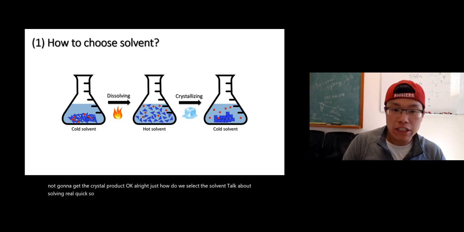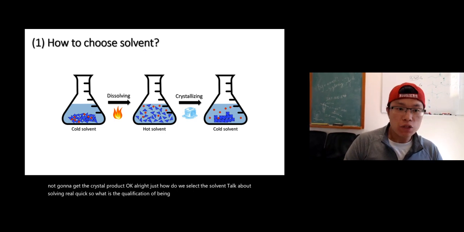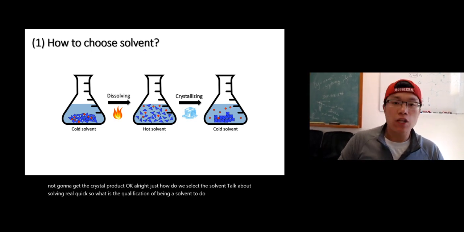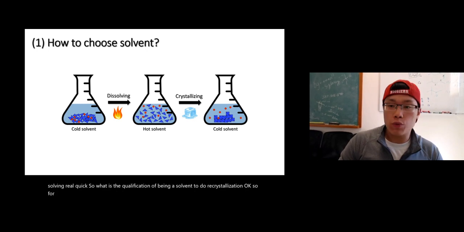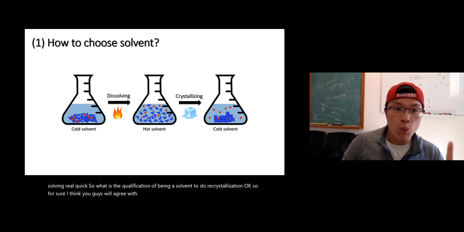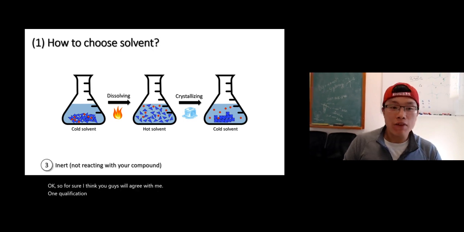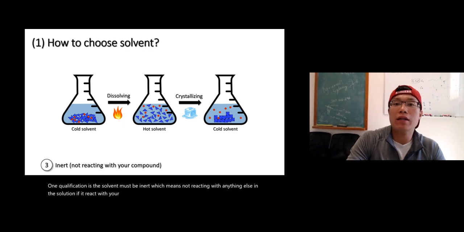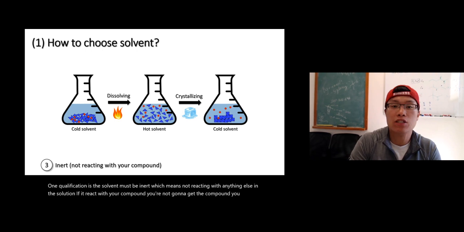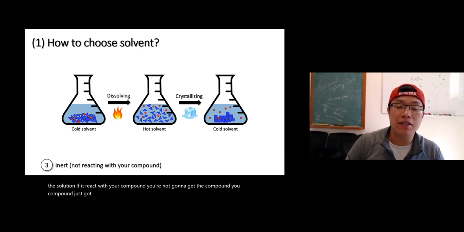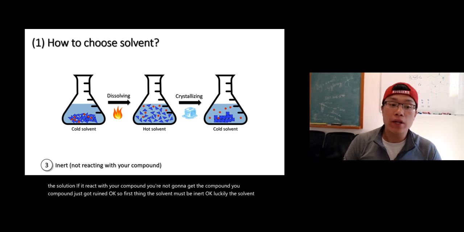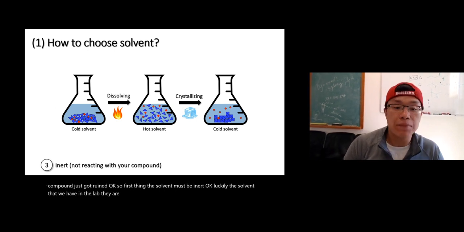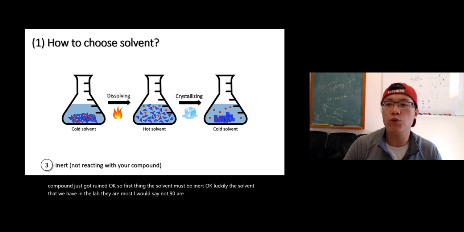So, what is the qualification of being a solvent to do recrystallization? For sure, I think you guys will agree with me. One qualification is the solvent must be inert, which means not reacting with anything else in the solution. If it reacts with your compound, you're not gonna get the compound. Your compound just got ruined. So first thing, the solvent must be inert. Luckily, the solvents that we have in the lab, I would say 90% are inert, so you guys don't have to worry about it.